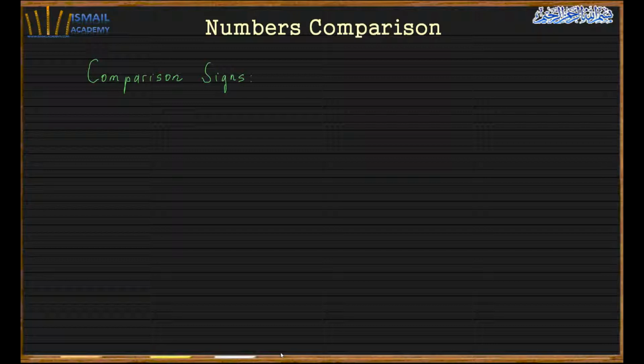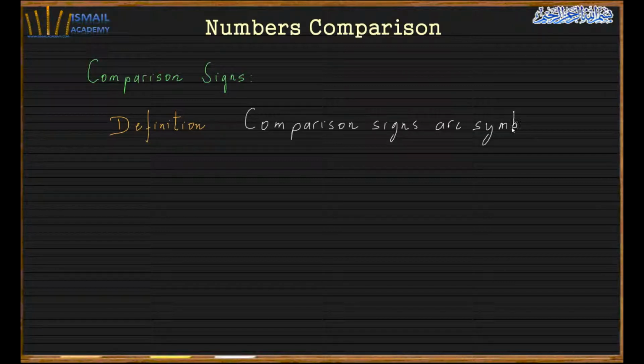Definition. Let me write down the definition here. Comparison signs are symbols that are used to compare two quantities.